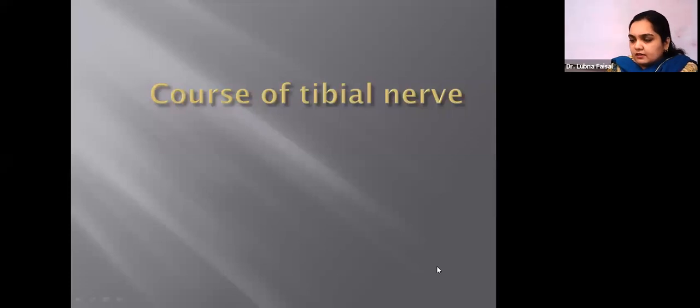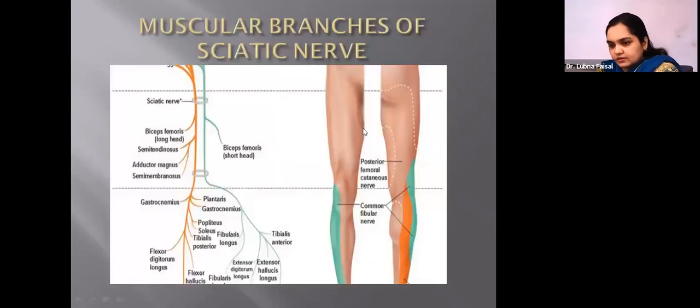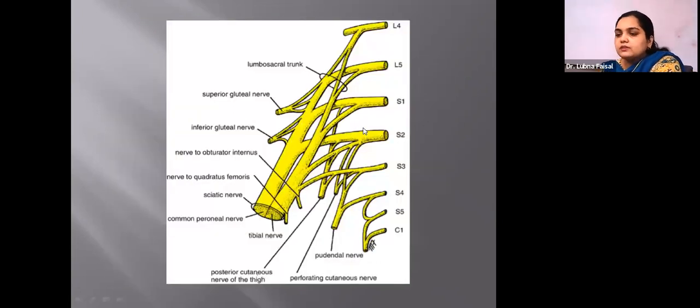Now the tibial nerve is responsible to supply this posterior compartment, having 7 muscles in total, and they are further divided into superficial and deep subcompartments. The tibial nerve, just have a look at this slide. It originates from the sciatic nerve.